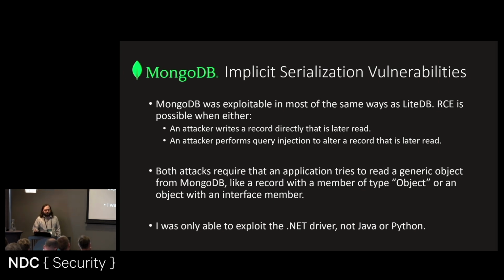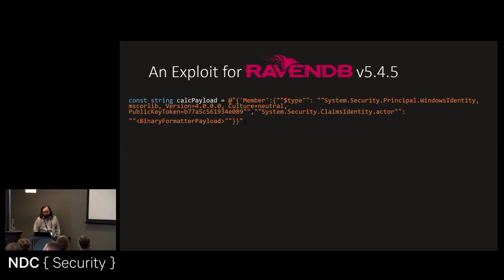So that's two NoSQL engines, and here's a third. Here's an RCE payload for RavenDB. RavenDB is another .NET NoSQL engine. And here again, we've got some JSON. It says what type it wants to be. It says it wants to be a Windows identity.